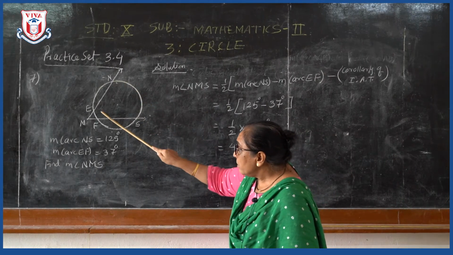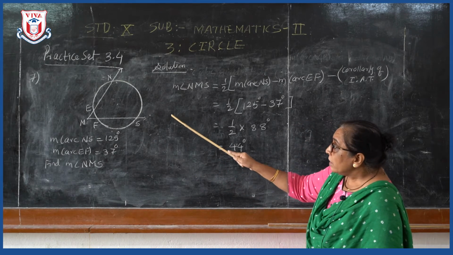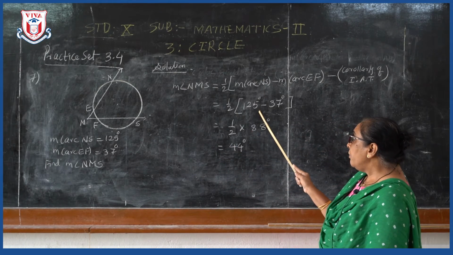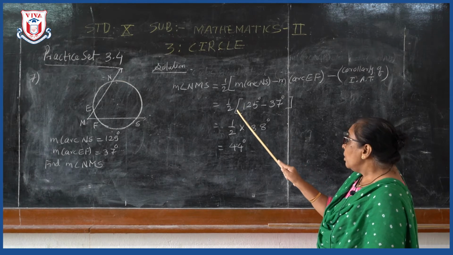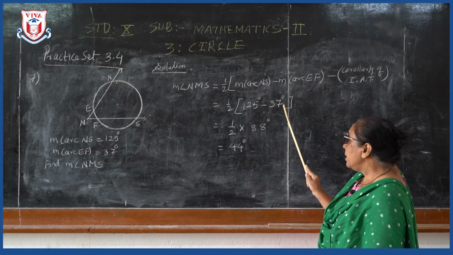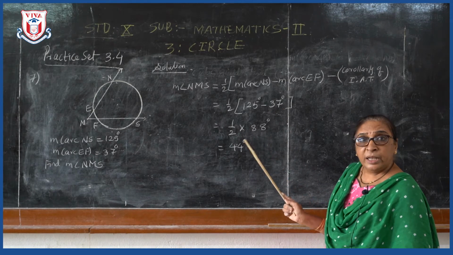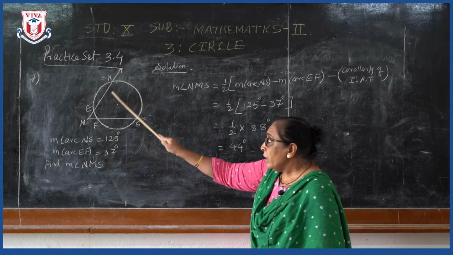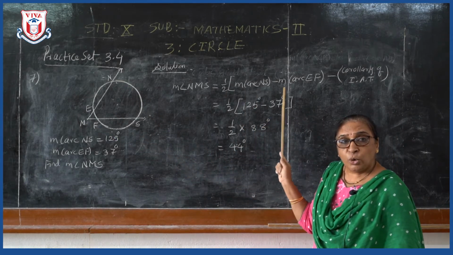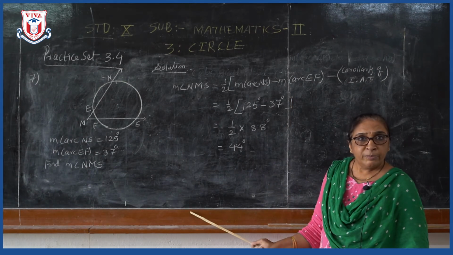This NS minus EF. Now arc NS is given as 125 degrees and EF is given as 37 degrees. So half of 125 minus 37 is equal to half of 88 degrees, and that is equal to 44 degrees. So in this way we can apply this corollary of the inscribed angle theorem and solve this sum.